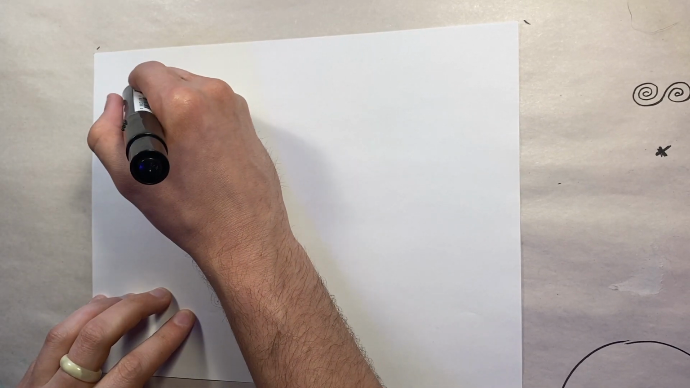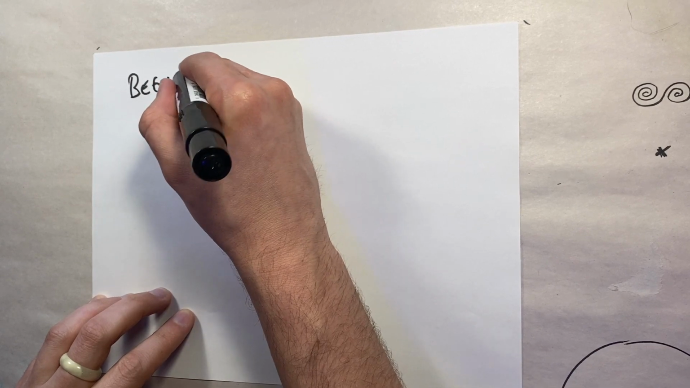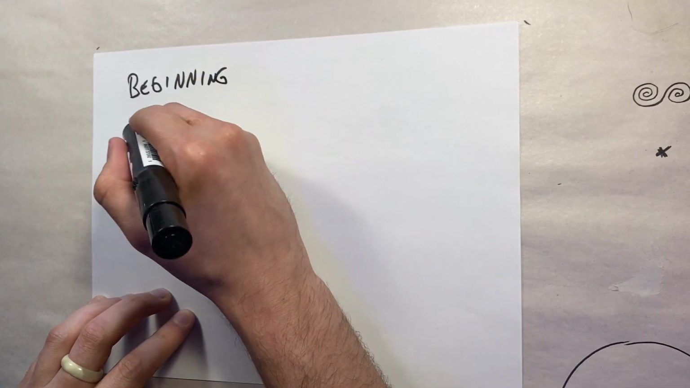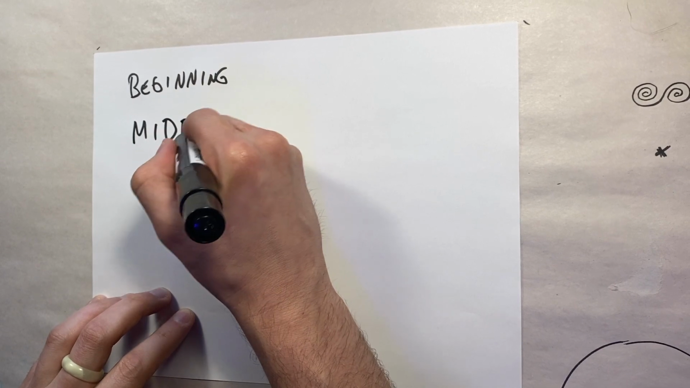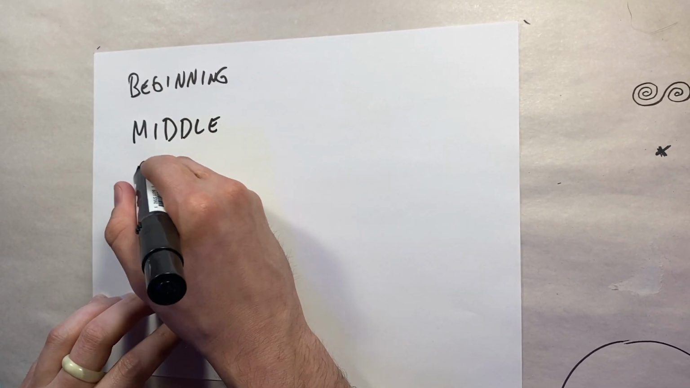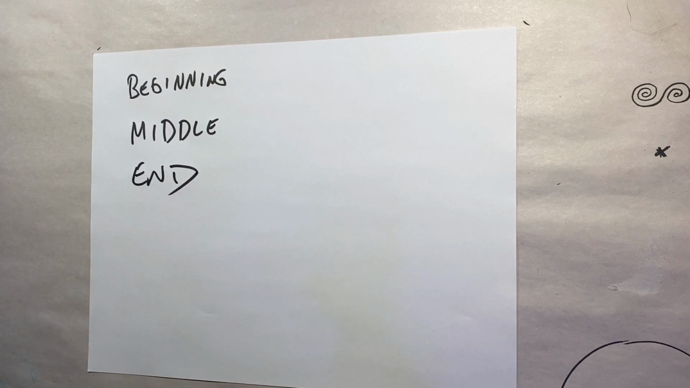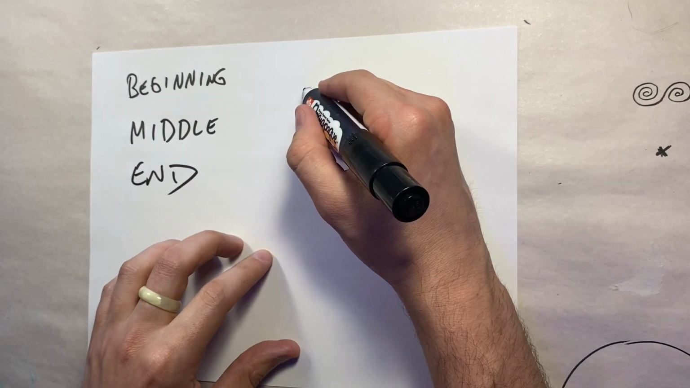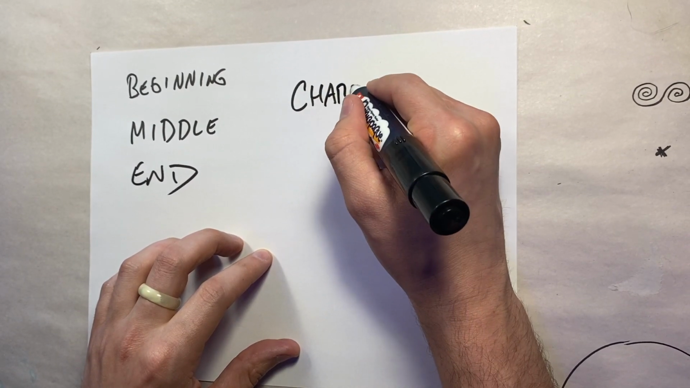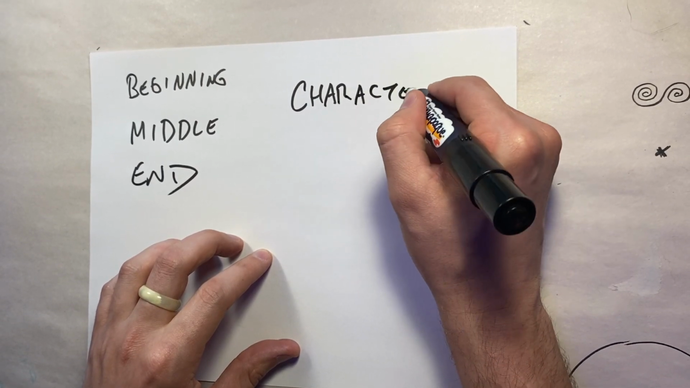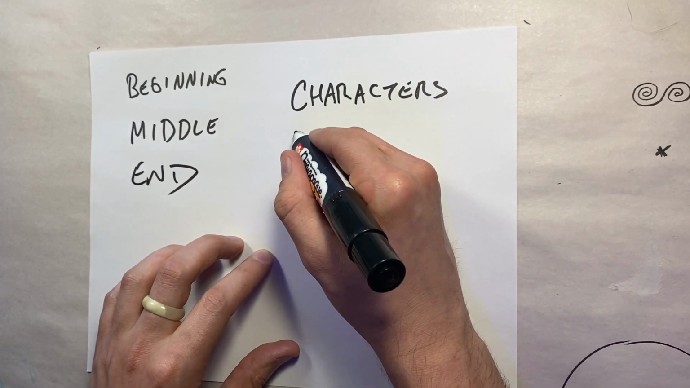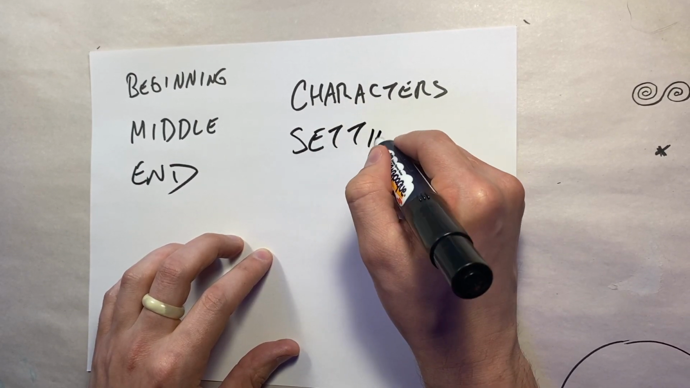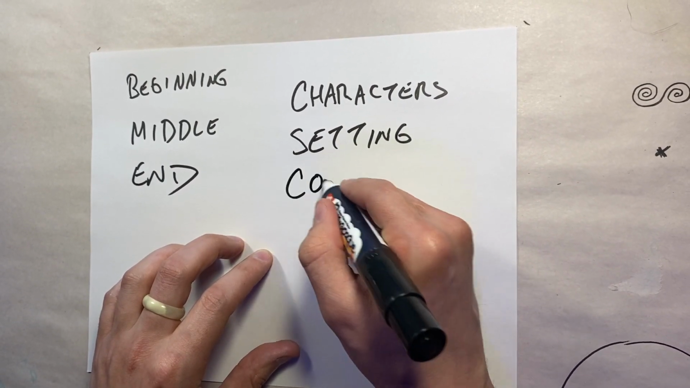Now, most people would say that a story contains a beginning, a middle, and an end. But that doesn't really cover what's contained inside of the story. So, inside of the story, we will find characters, a setting, as well as a conflict.